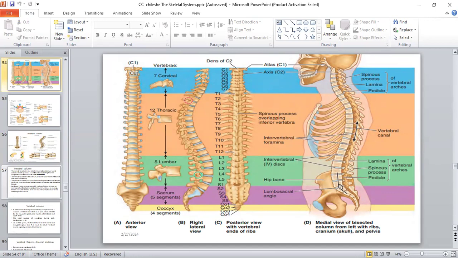And then, now that we are done looking at the skull, let us go ahead and look at the vertebral column.